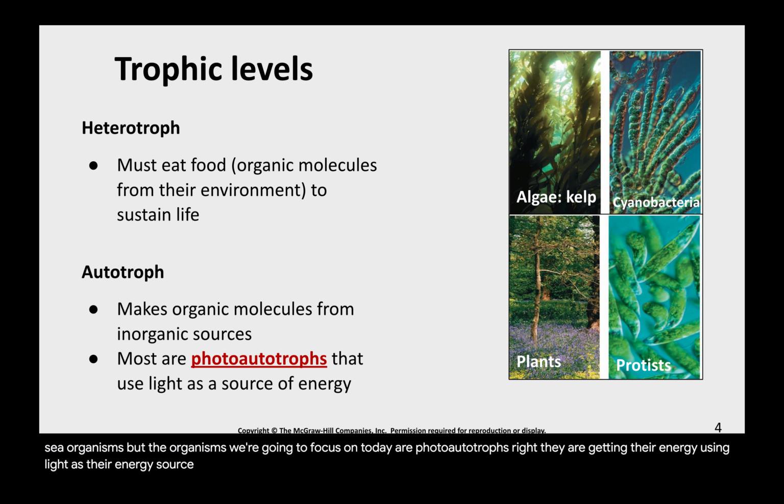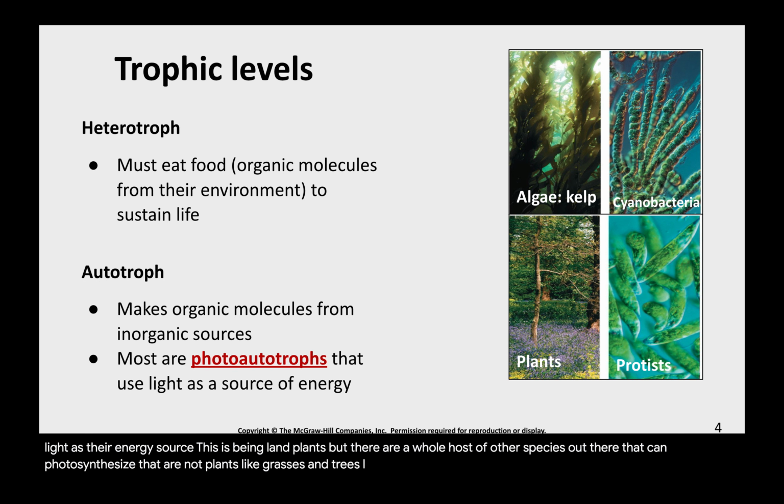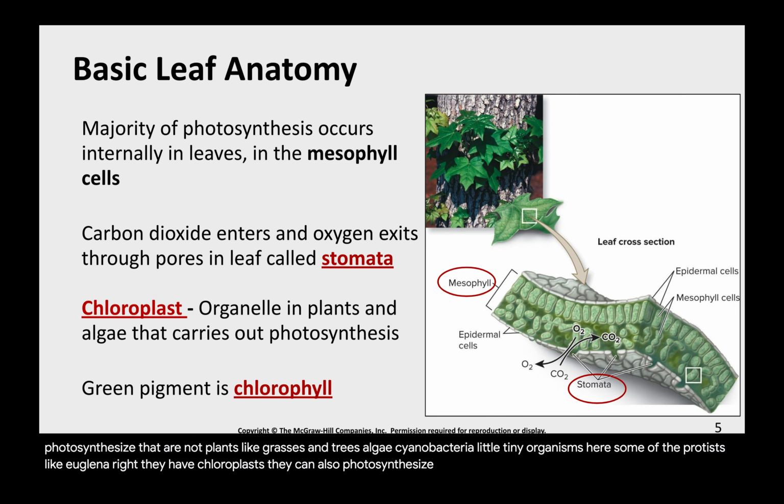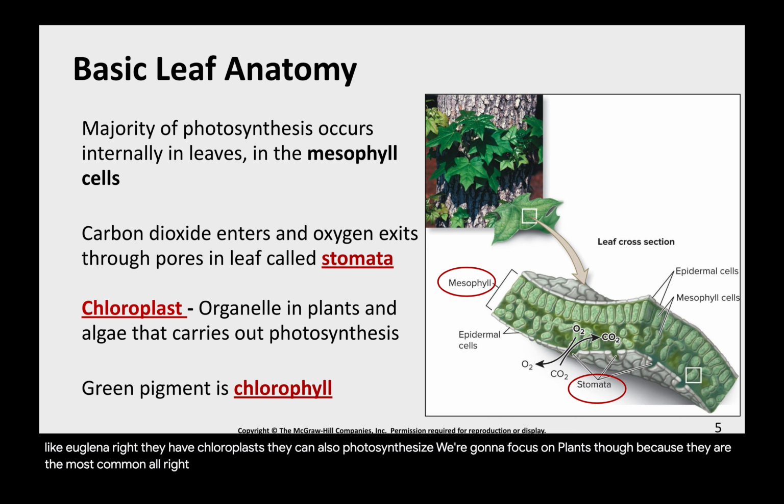We often think of these as land plants, but there are a whole host of other species out there that can photosynthesize that are not plants like grasses and trees. Algae, cyanobacteria, little tiny organisms here, and some of the protists, like Euglena. They have chloroplasts and can also photosynthesize. We're going to focus on plants, though, because they are the most common. We can go outside and see plants pretty much everywhere.